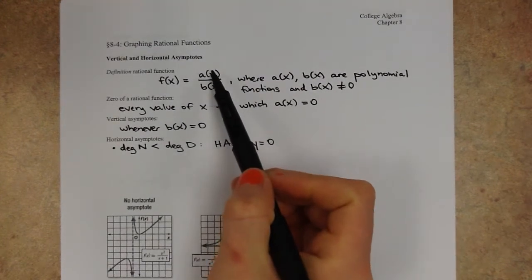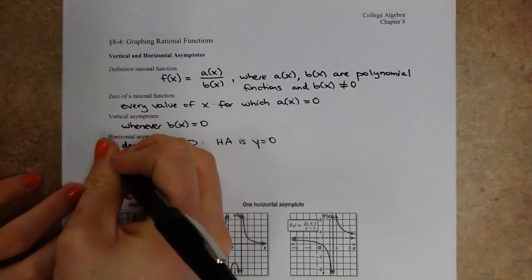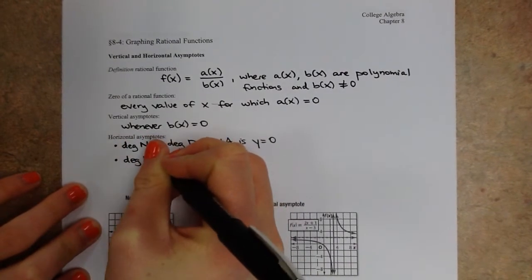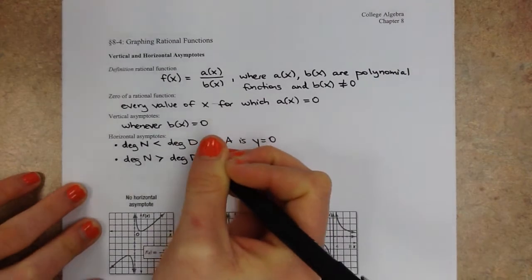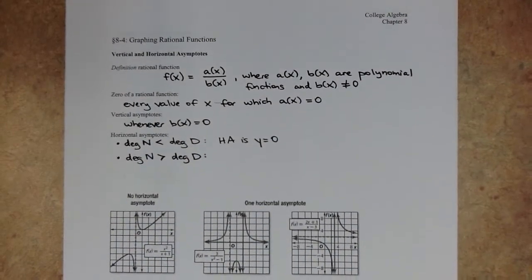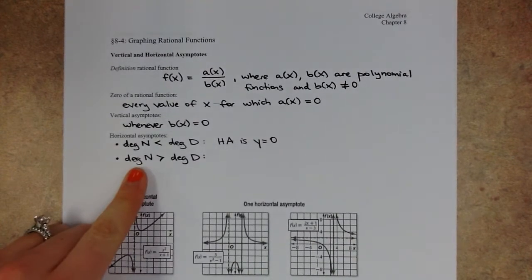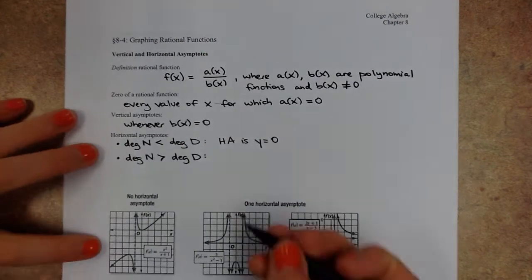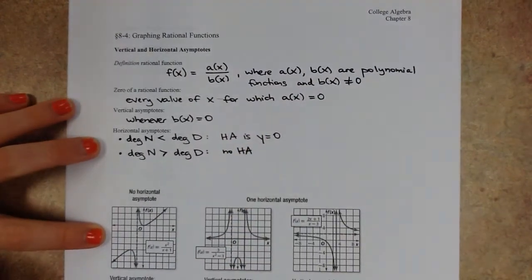Now a of x could be anything, b of x could be anything, so we have 2 other rules. There's one where the degree of the numerator is bigger. What ends up happening here is that there actually isn't a horizontal asymptote, because if the degree of the numerator is larger, it's just going to keep growing and growing and growing. It's not going to approach anything. So there is no horizontal asymptote if this is the case.